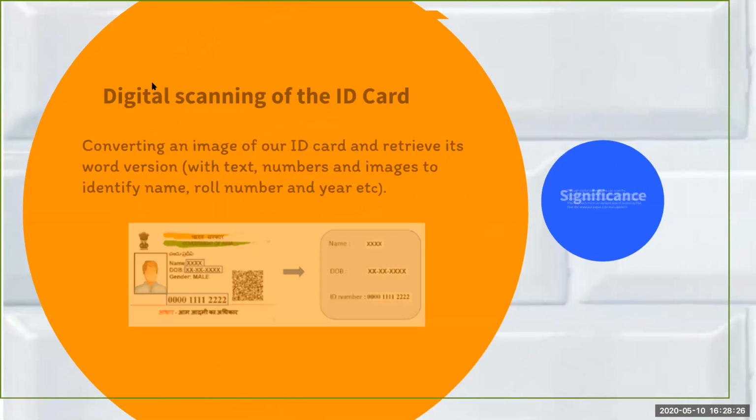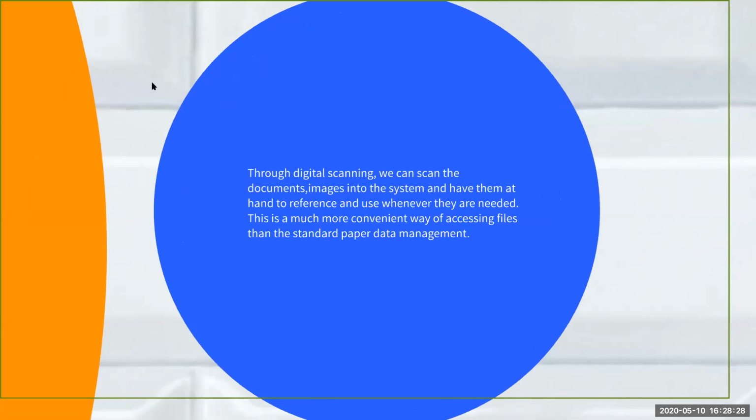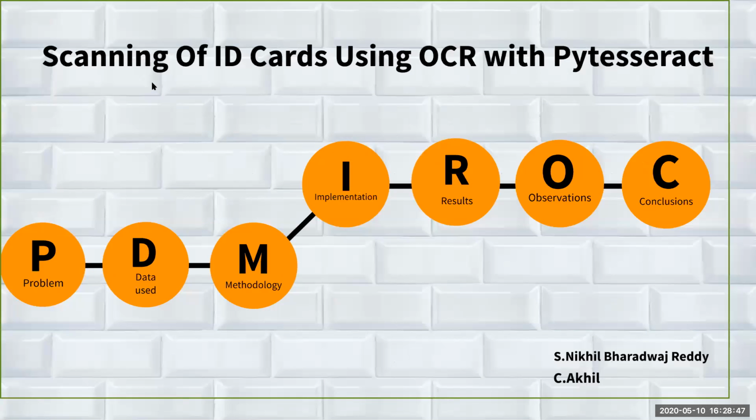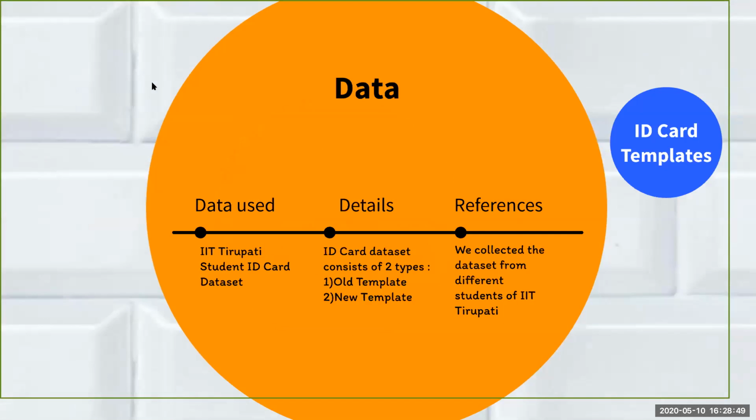significantly. The main significance is that through digital scanning of ID cards, we can scan documents and images into the system, and we can have them at hand to reference and use whenever we need. This is a much more convenient way of accessing files than standard data management. So this is the problem statement, and to make it live, we need data.